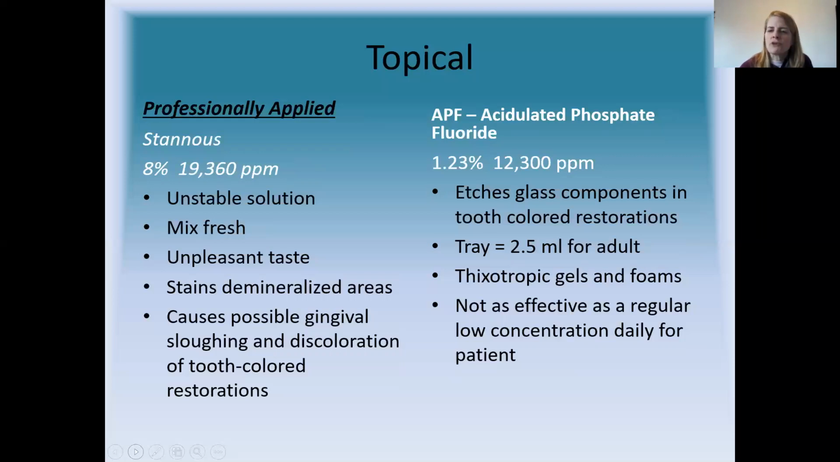The acidulated phosphate fluoride, this is the one that's the 1.23%, 12,300 parts per million. It will etch any glass components in tooth-colored restorations or sealants or porcelain, so we do not want to use it on composites, tooth-colored restorations, sealants, or porcelain. In a tray, we would put 2.5 milliliters for adults. It can be a thick gel, thixotropic, so a thicker gel, or it can be a foam.